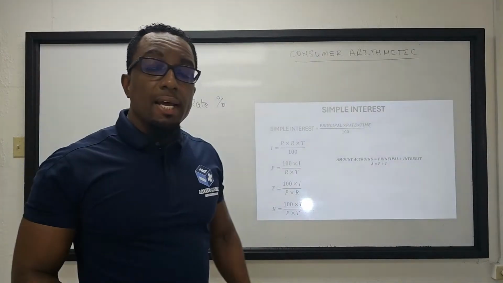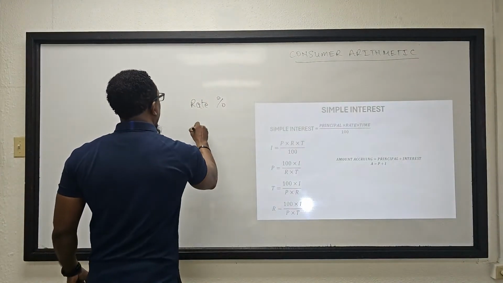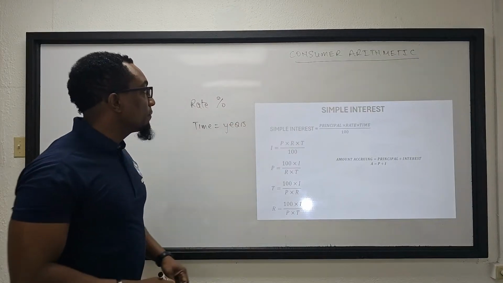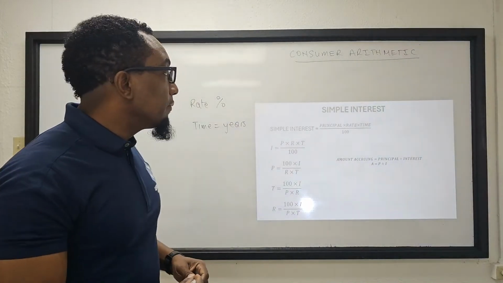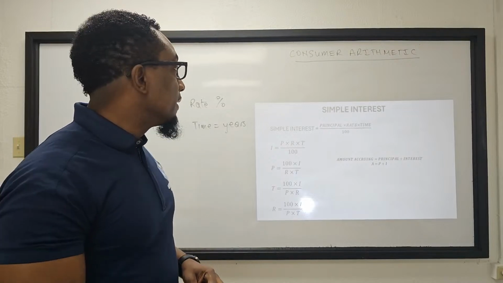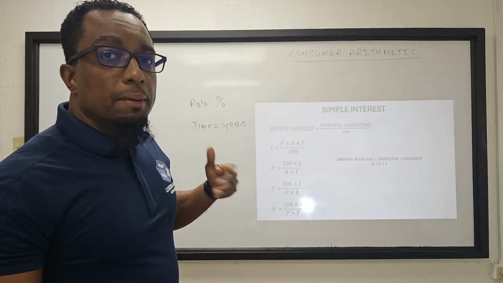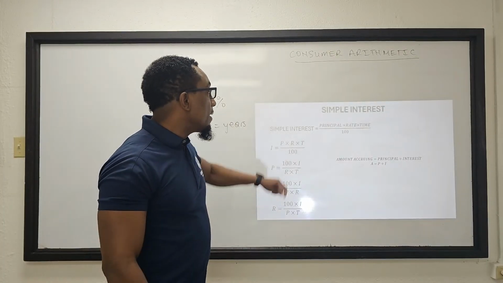So note, your rate is a percentage, and your time is always in years. Very important for us to remember. Rate represented as a percentage, time in years. Now, interest is found by using the formula principal by rate by time over 100, P by R by T over 100.